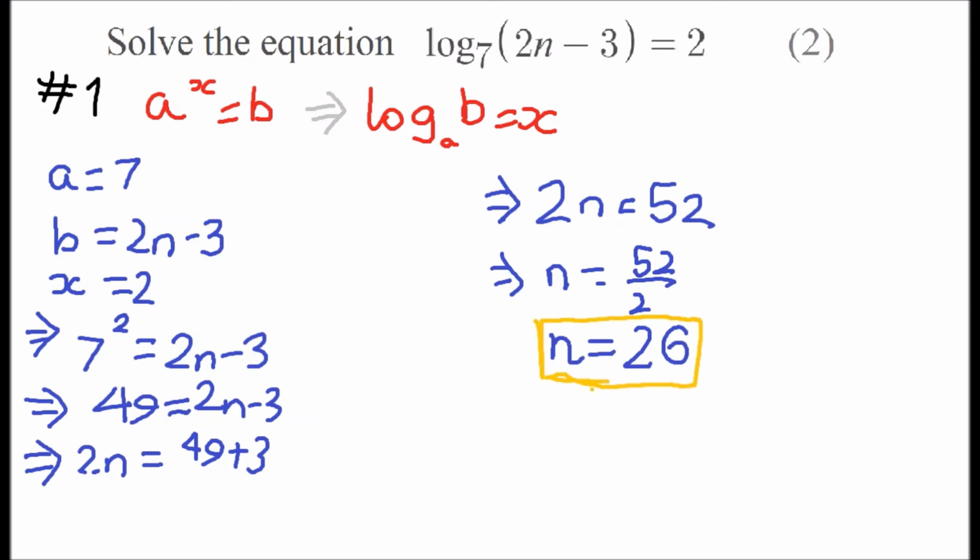Good job if you got this all right. Since the question is 2 marks, 1 mark will be given for rearranging each of the values, and the other mark will be given for the correct answer.